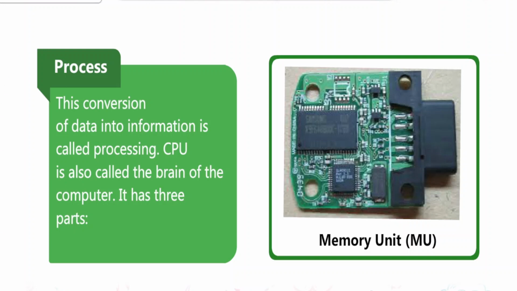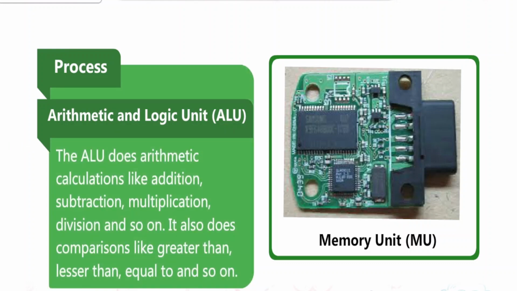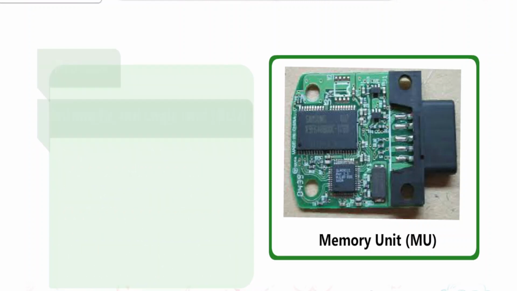It has three parts: Arithmetic and Logic Unit, ALU. The ALU does arithmetic calculations like addition, subtraction, multiplication, division, and so on. It also does comparisons like greater than, lesser than, equal to, and so on.